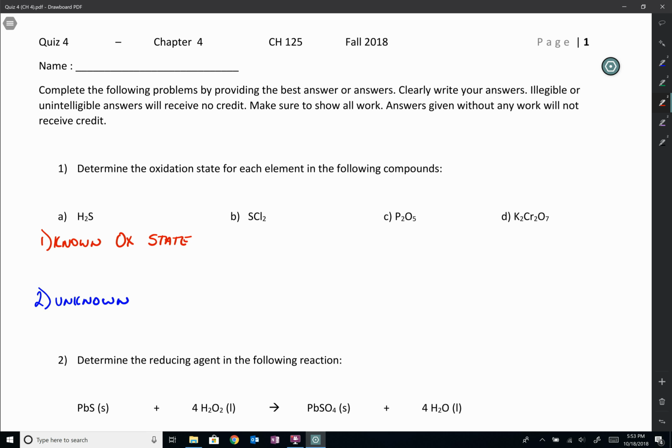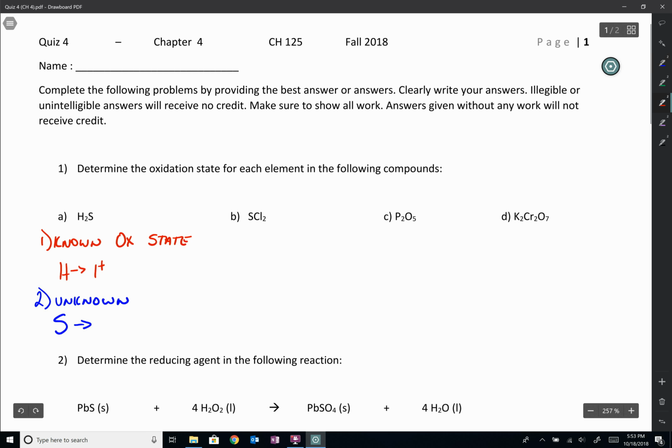All right, so I'm identifying the oxidation state. I look at my rules. My rules do not cover anything with sulfur, okay? So my sulfur is my unknown, and I have to figure out what sulfur is. But my rules do say something about hydrogen. It says that hydrogen is typically 1 plus.